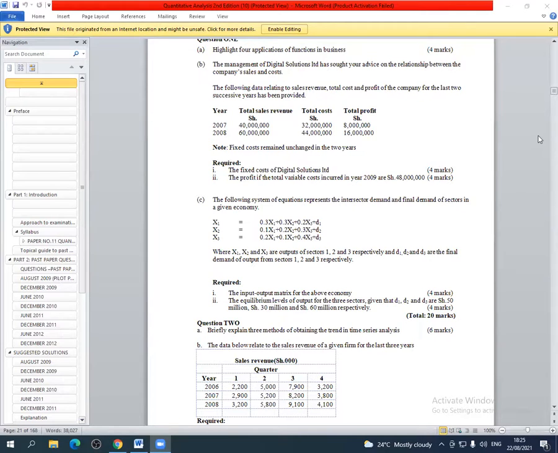So you can see year 07, we can see year 08, where total sales revenue was 40 million in 07, 60 million in 08. Total cost was 32, 44. And then we have profits. So note there that fixed costs remain unchanged in the 2 years. So required, they want us to give them the fixed cost of Digital Solutions Limited. And then number 2, the profit, if the total variable cost incurred in the year 2009 are 48 million. So is there somebody who has an idea?